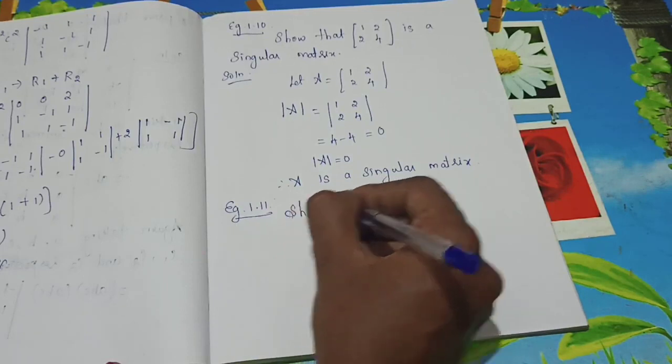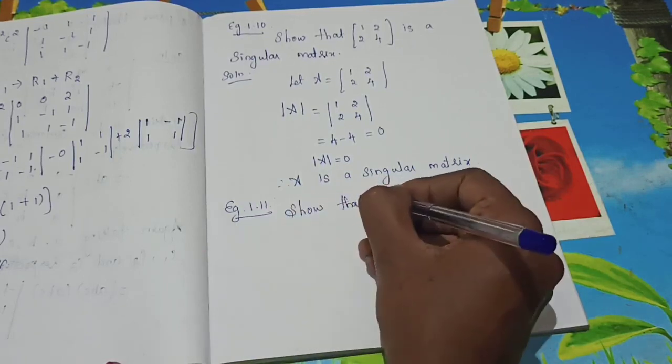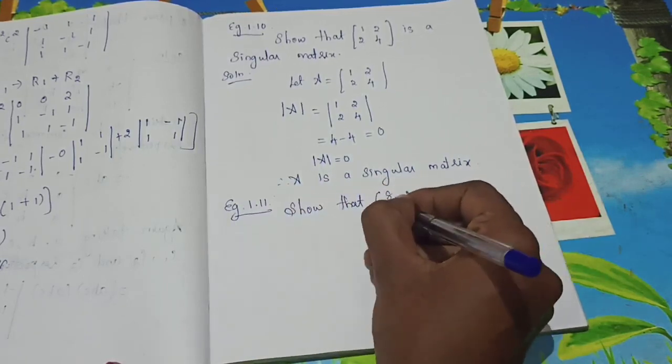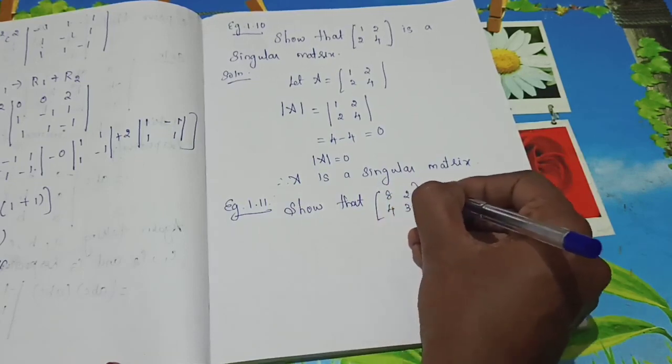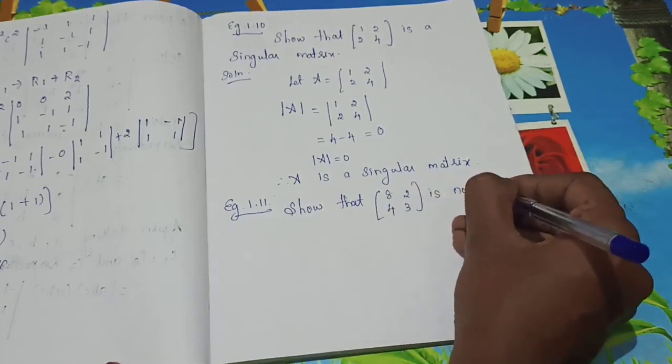1.11. Show that the matrix 8, 2, 4, 3 is non-singular.